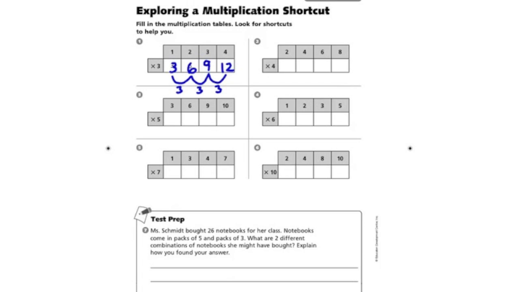So if you're looking at number 2, you want to do 2 times 4. 2 times 4 is 8. Then you're going to do 4 times 4, which is 16. Then you're going to do 6 times 4, which is 24. And then 8 times 4, which is 32. If you look again at this one, you're going to notice that in between each of these is the difference of 8.